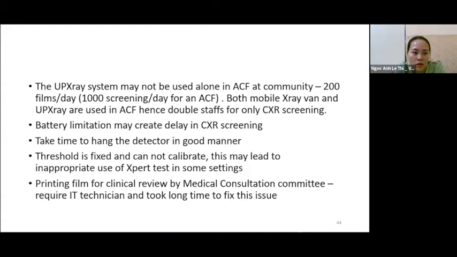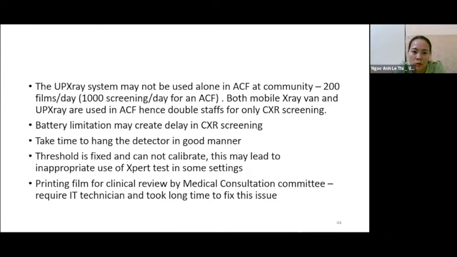So, as you can see in the previous slide, we use the X-ray system in parallel with the mobile jet X-ray van because of the capacity of the UV X-ray system. It takes only 200 films a day, while in active case finding we normally see about 1,000 cases per day.